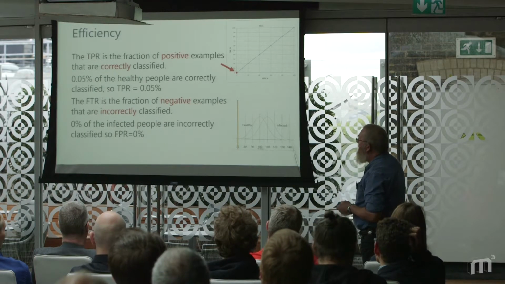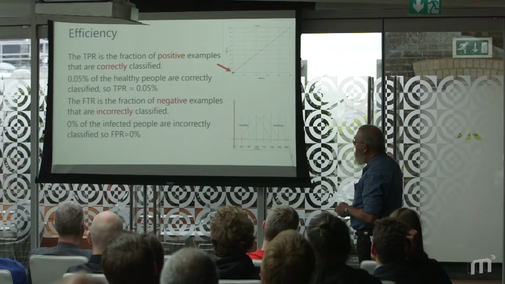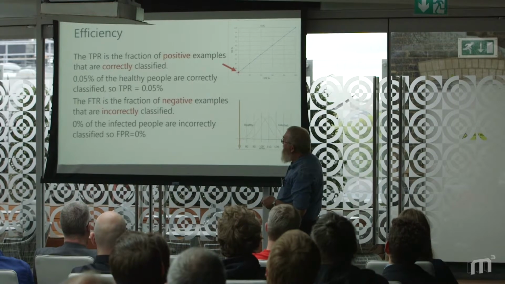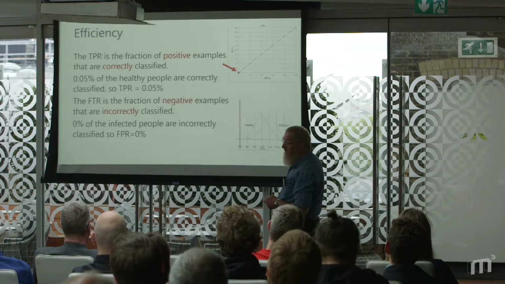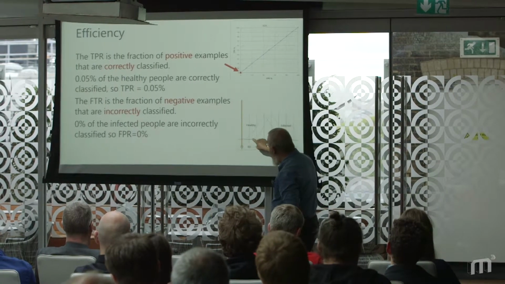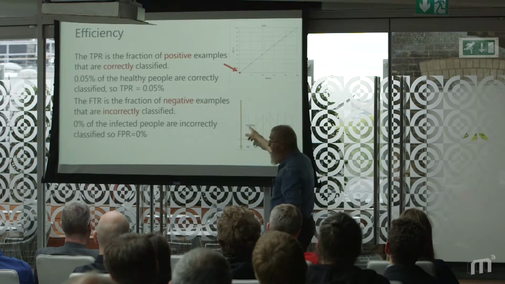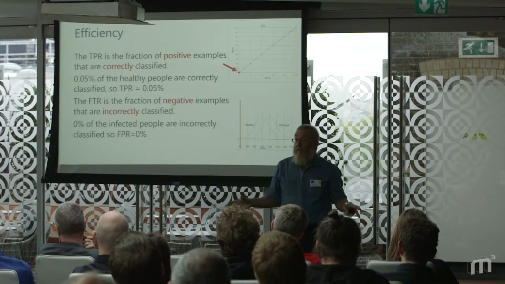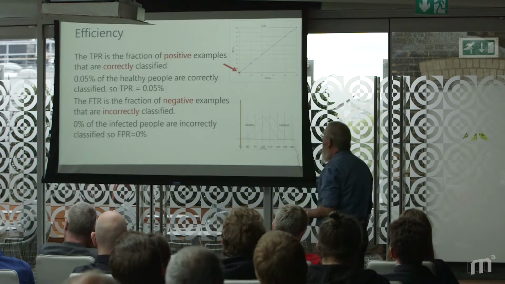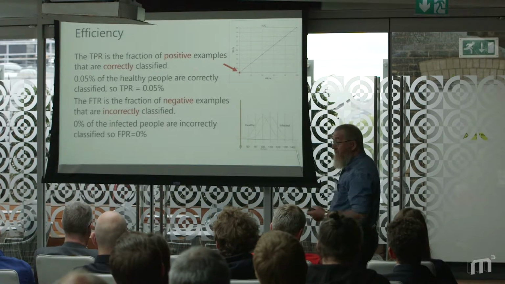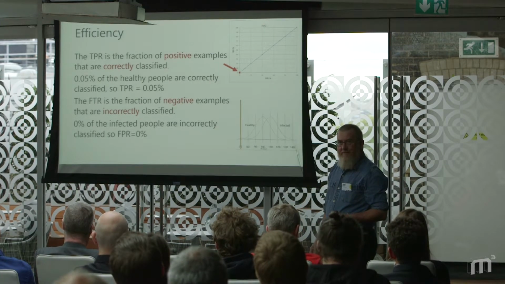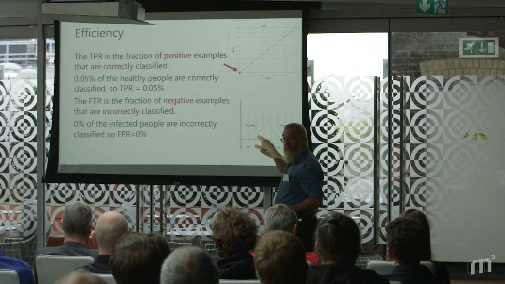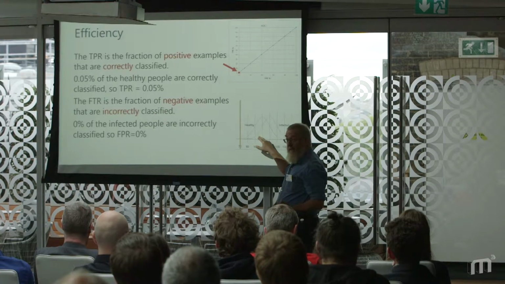So, TPR is the fraction of positive examples that are correctly classified. The FPR is the fraction of the negative examples that are incorrectly classified. These are all negative, because we decided healthy is positive. These guys are all negative, and they're all correctly classified. None of them are incorrectly classified. So it's working very badly for these guys and very well for these guys, except they're zombies. That's a bad thing for them, personally.